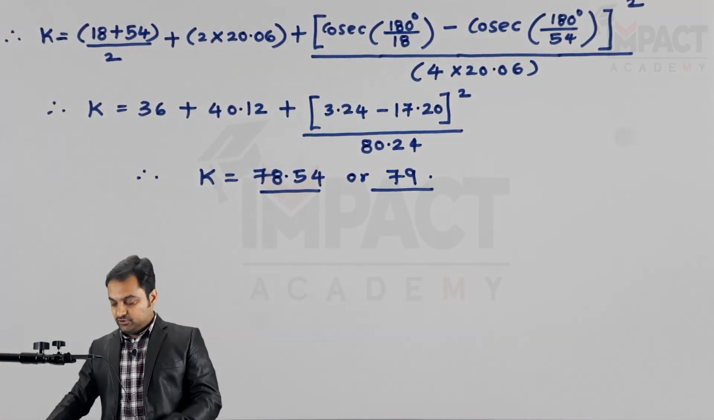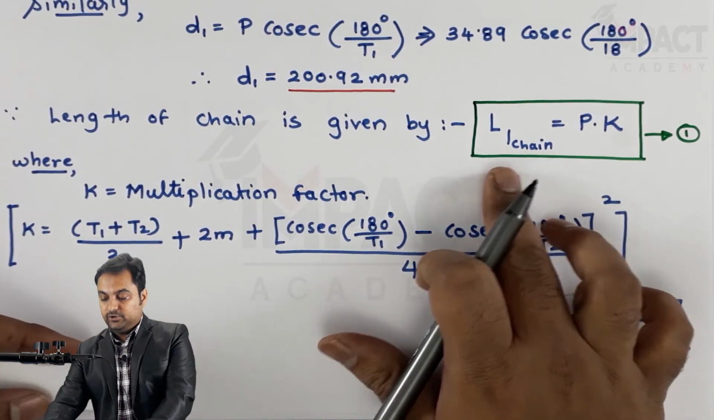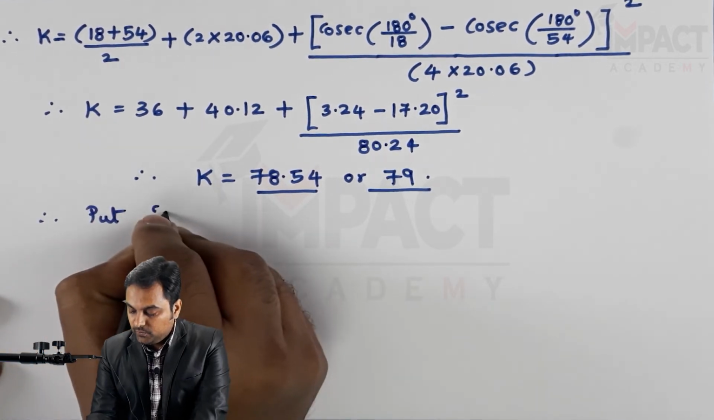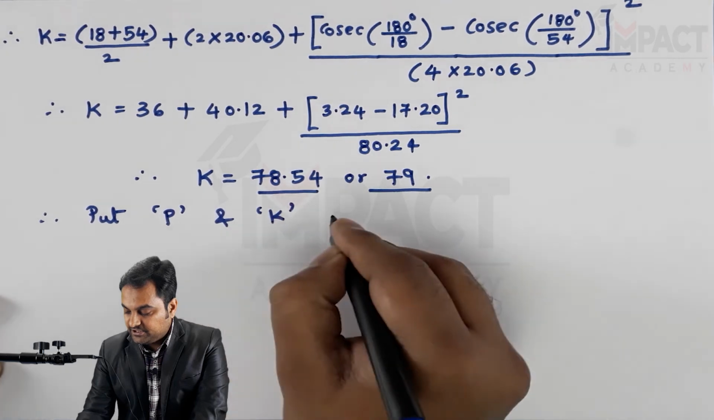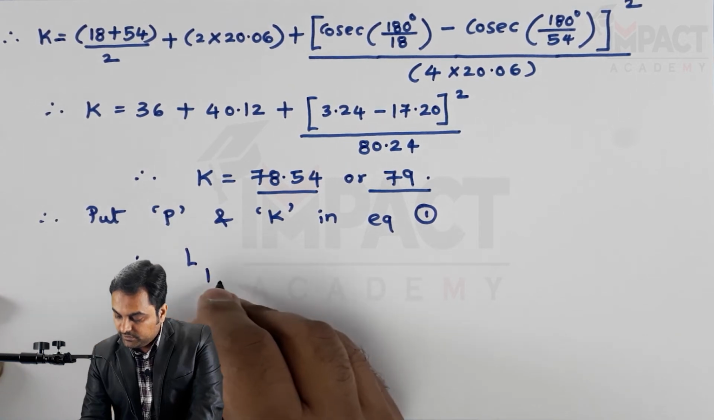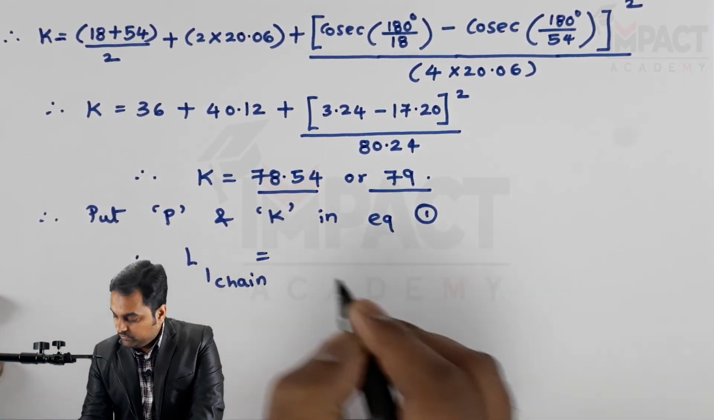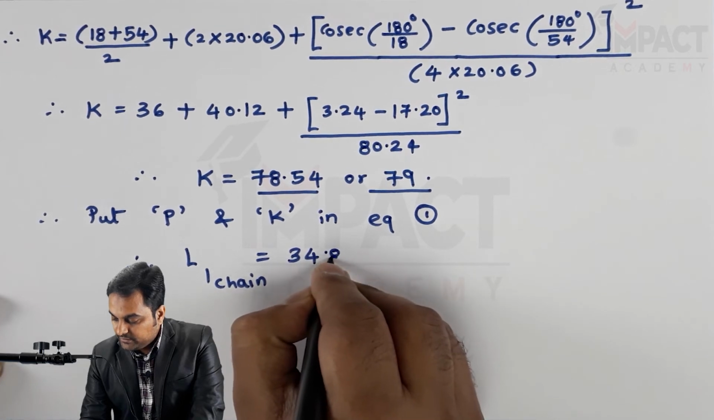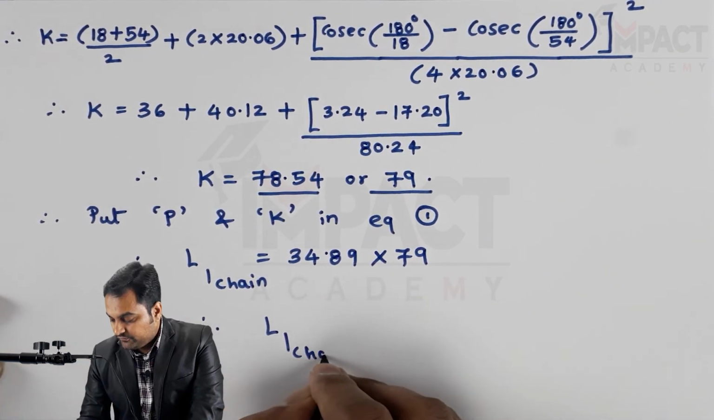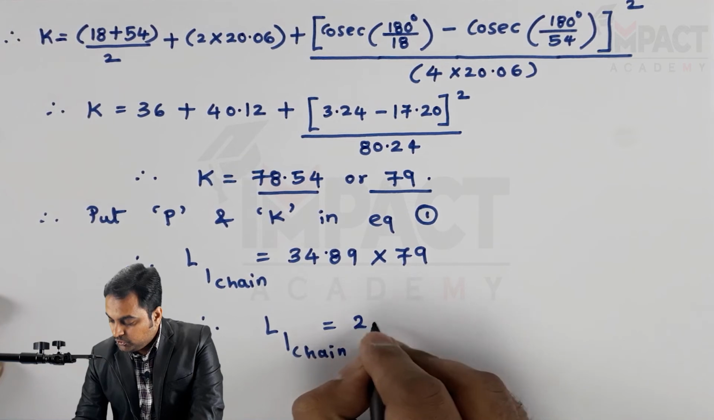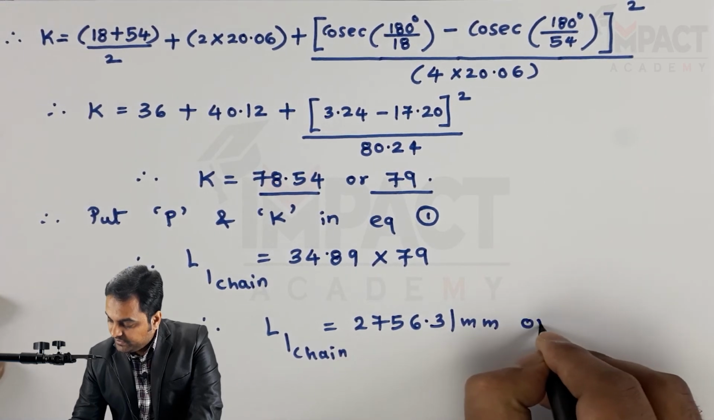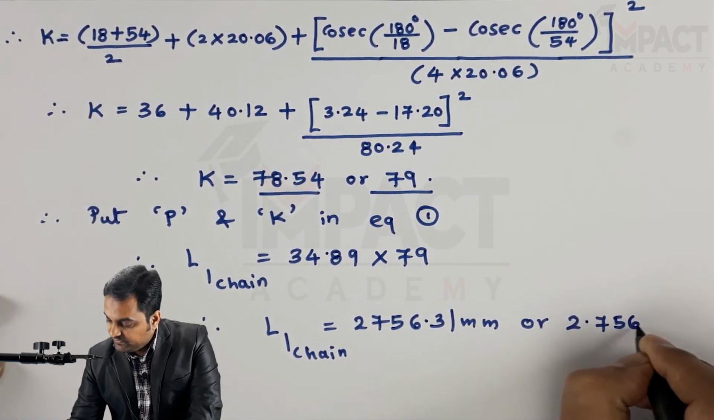Once the multiplication factor is known, I can put the value in equation number 1 in order to get the length of chain. So I'll put P, which is the pitch, and K, which is the multiplication factor, in equation first. Therefore the length of chain will be equal to pitch, 34.89, multiplied by K, which is 79, and hence the length of chain comes out to be 2756.31 mm, or I can say it is 2.756 meter.